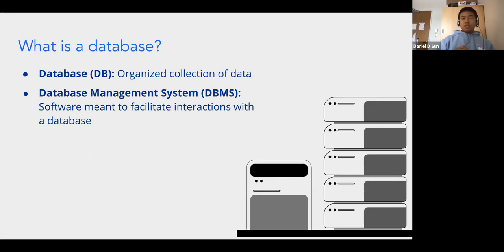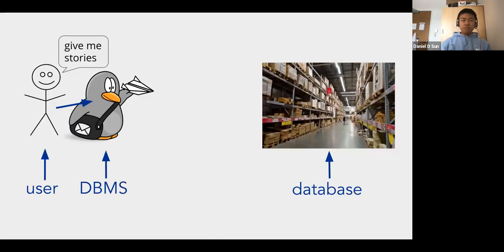Okay, so what is a database? It's an organized collection of data. And the database management system is going to be software that facilitates interactions with the database. So MongoDB is going to be the database management system. And it's going to allow our server to facilitate interactions with a database. It's going to allow our server to talk to the database, to read from the database, to write to the database. So here's how it would work.